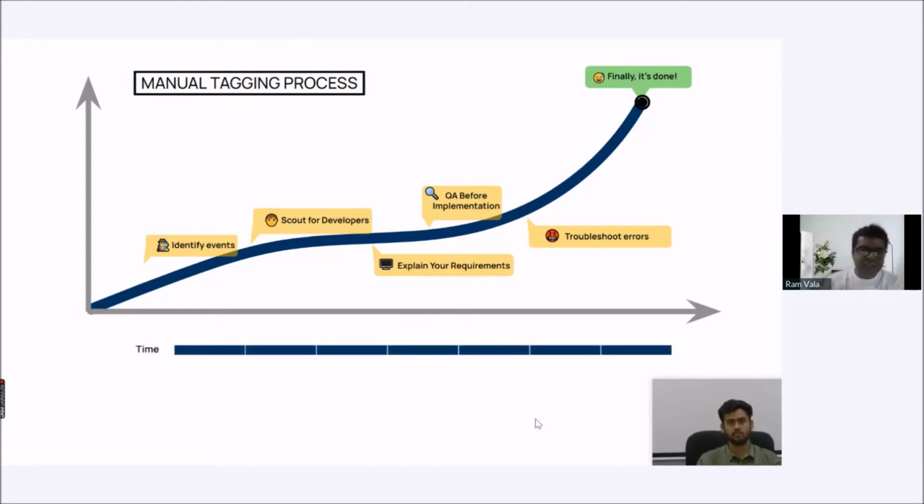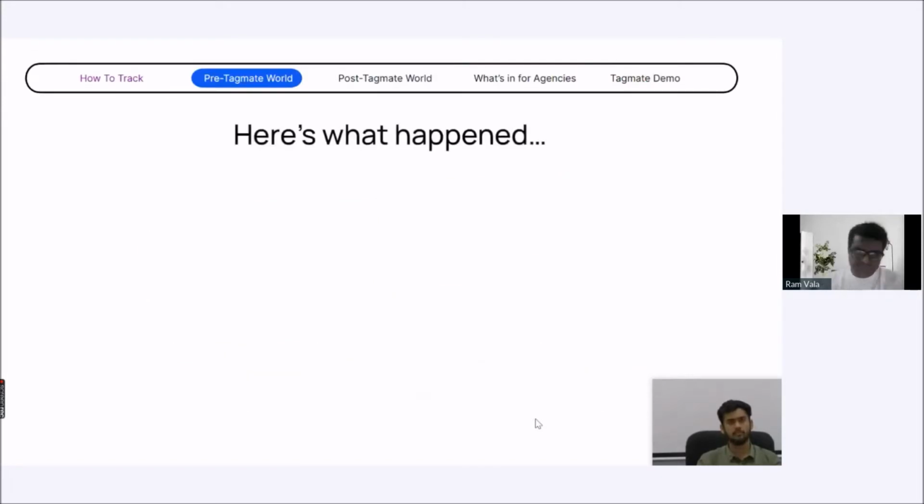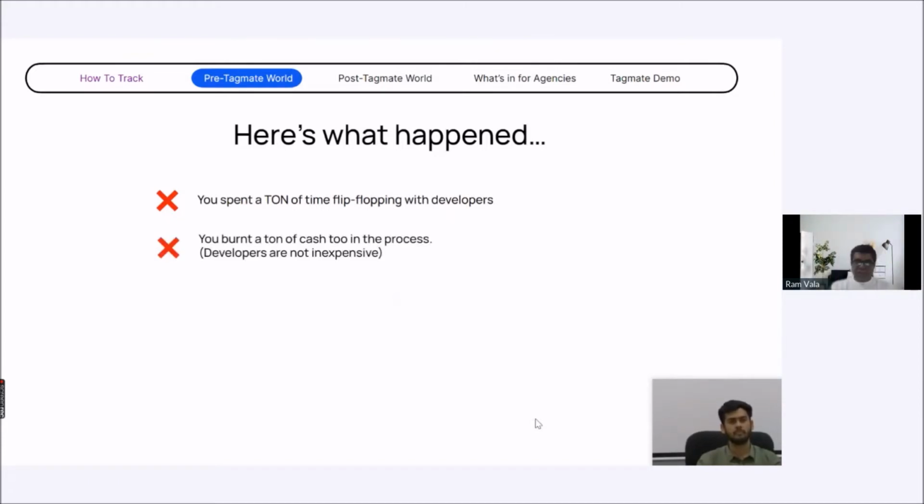So time is a maximum, right? Cost is a maximum, right? And dependency is great. Okay. So this is what happened to you. You spent a ton of time flip-flopping with developers, right? You burned a ton of cash, which is true in the processes, because developers are not inexpensive, right?